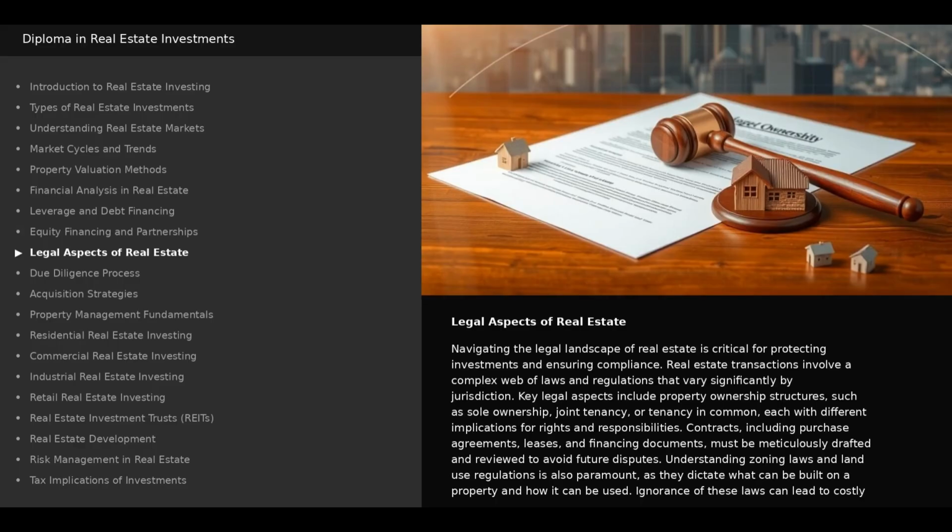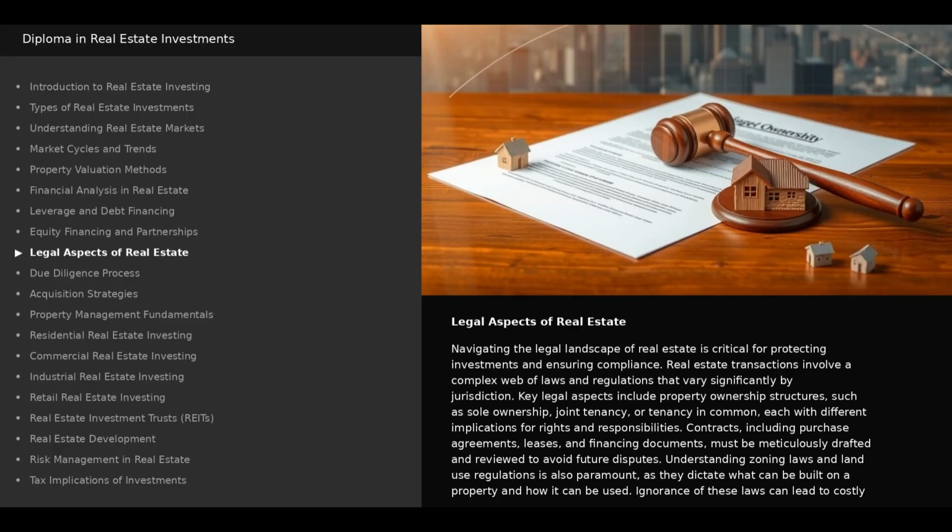Legal aspects of real estate. Navigating the legal landscape of real estate is critical for protecting investments and ensuring compliance. Real estate transactions involve a complex web of laws and regulations that vary significantly by jurisdiction. Key legal aspects include property ownership structures, such as sole ownership, joint tenancy, or tenancy in common, each with different implications for rights and responsibilities.